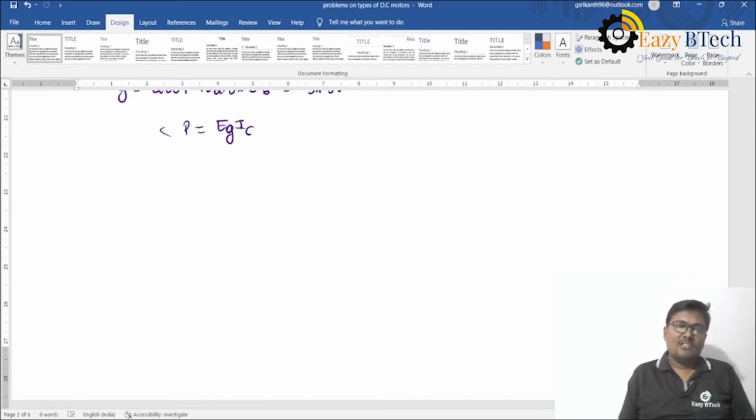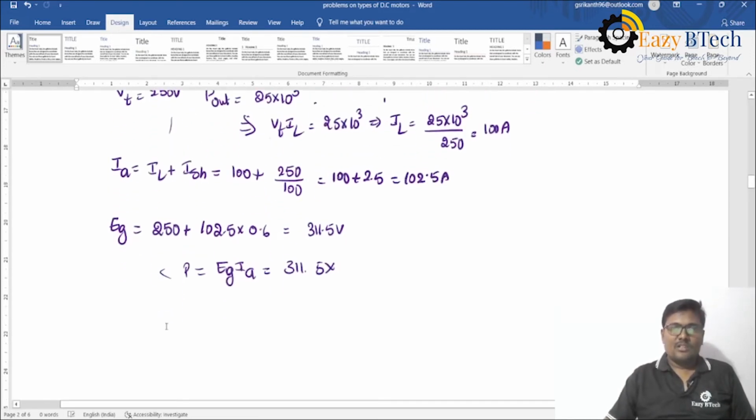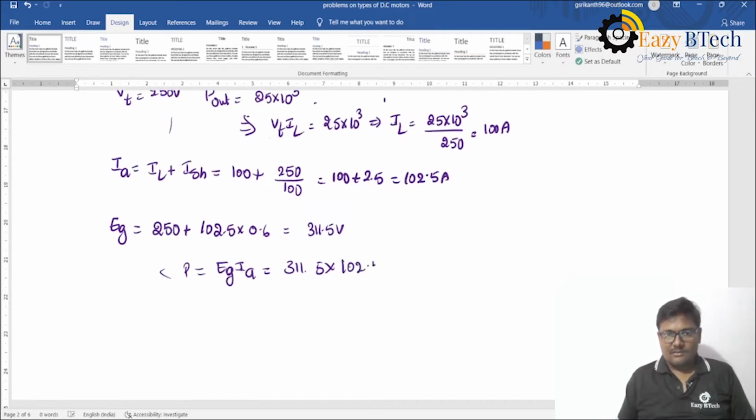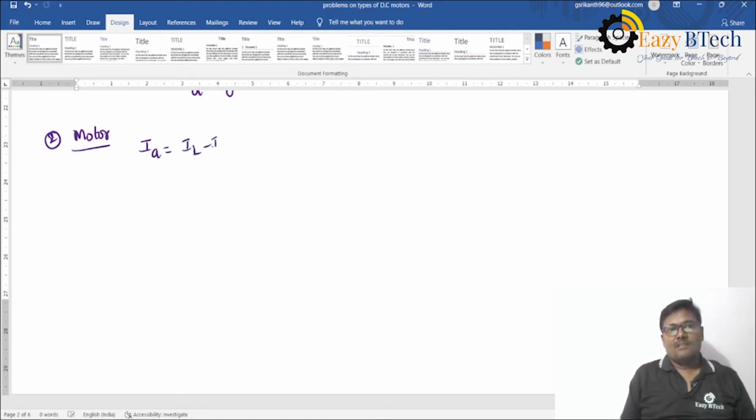The power developed in an armature is equal to EG into IA, 311.5 into IA, which is 102.5. Then I got the answer as 31.928 kilowatts. This is the power developed in the armature. If it works as a motor, IA is equal to IL minus ISH.